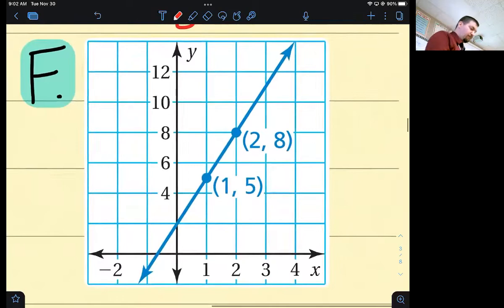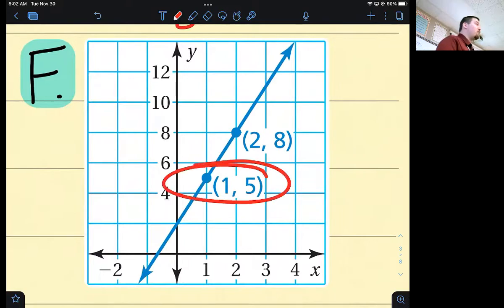Example F. Okay, something's a bit different about example F. What's odd about this example, Hannah? The 1-5 thing. It's in a half spot, which actually is not a half spot. Because what are they counting by on the y-axis? By 2's. Yeah, so that half spot is actually just a 1 spot, right? Because it's counting by 2's each square. That means it's counting by 1.